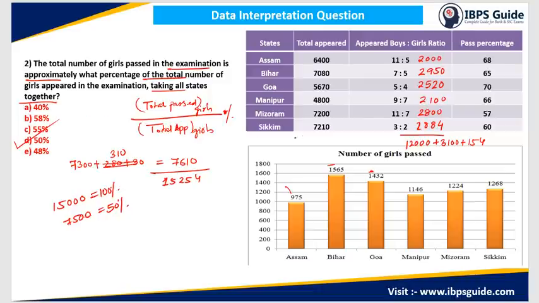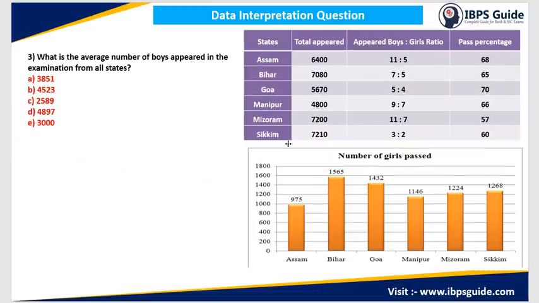Now let's move on to our question number 3. So in question number 3, they are asking what is the average number of boys appeared in the examination from all the states together, okay? So they are basically asking the average number of boys who have appeared from all the states.